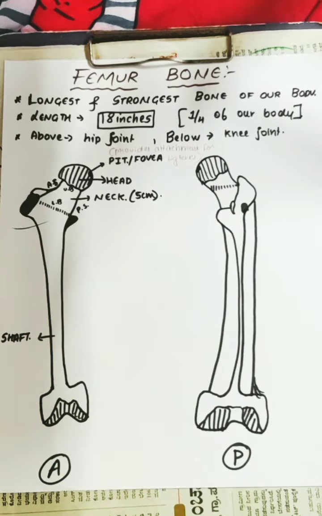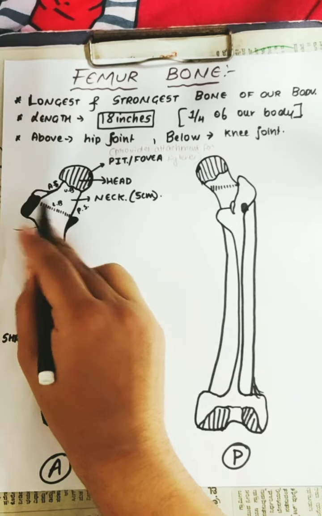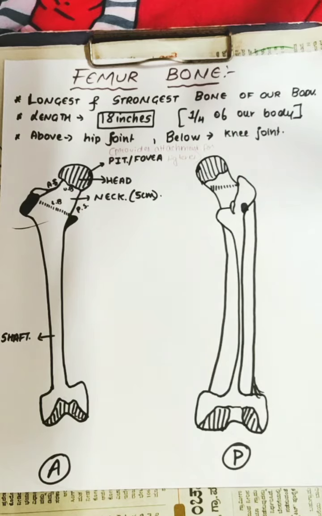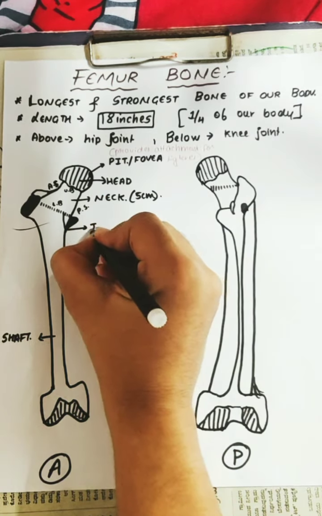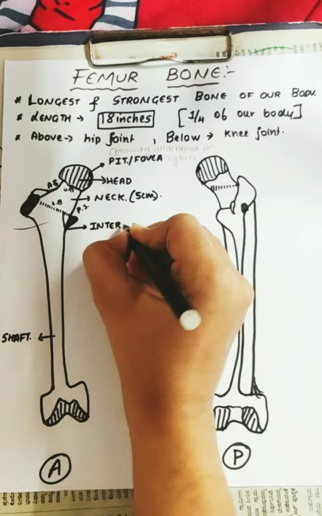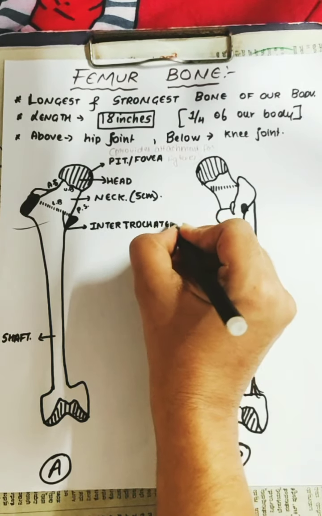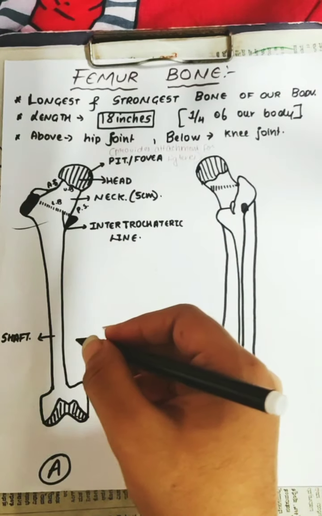After this, we'll look at the intertrochanteric line. When you come below, you can see a line here. We'll study the posterior structure also. This line is called the intertrochanteric line.